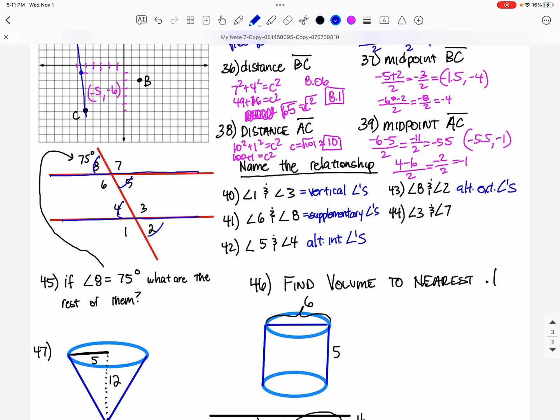Let's see, 3 and 7. 3's in the upper right-hand corner, 7's in the upper right-hand corner. That's the matching corners. These are corresponding. We say corresponding, not matching.